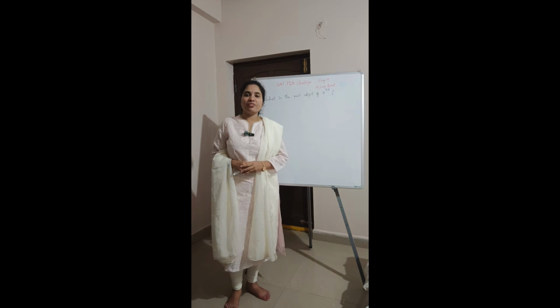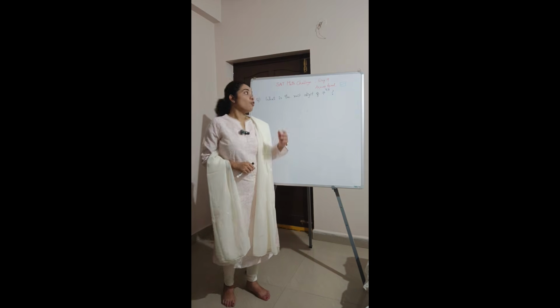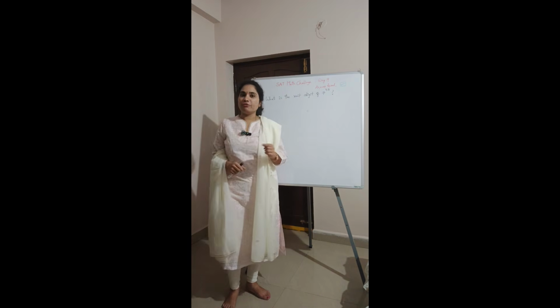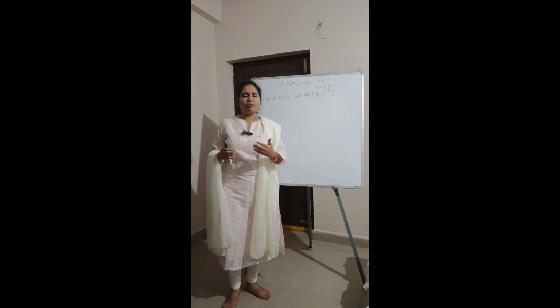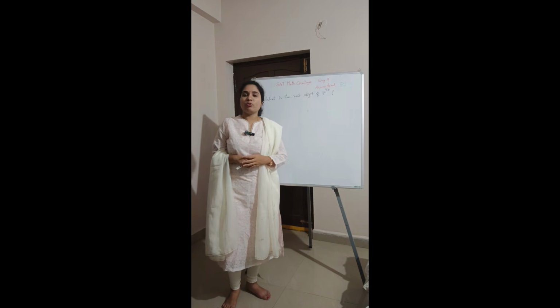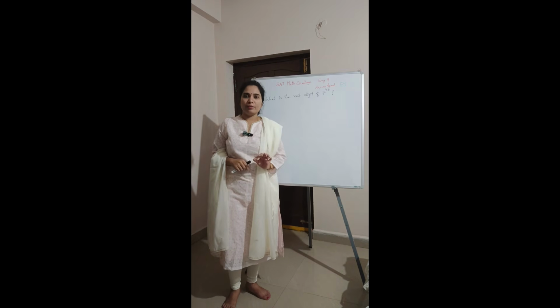Today we will reveal the answer for SAT Math Challenge Day 9. So we have the question, what is the unit digit of 7 power 53? So we know 7 power 1, 7 power 2, 7 power 3, we can calculate it. But 7 power 53, it is a big exponent, right? But don't worry, I'll give you a simple math trick to solve this.